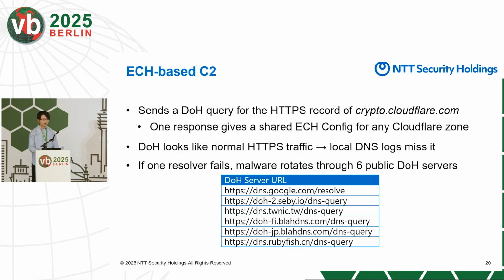The sample holds 6 public DoT resolvers, and it tries them one by one. If a resolver fails, it waits, doubles the delay, and moves to the next. As soon as one resolver answers, the malware decodes the ECH base64 blob, caches it for the TTL, and builds the encrypted client hello.